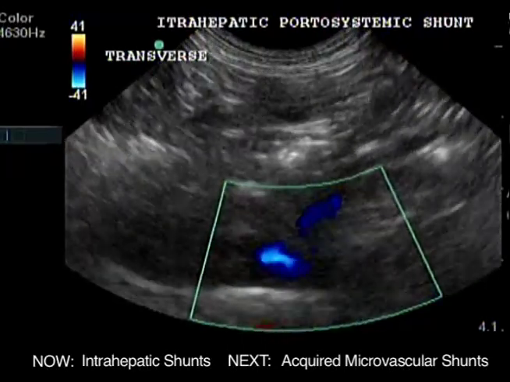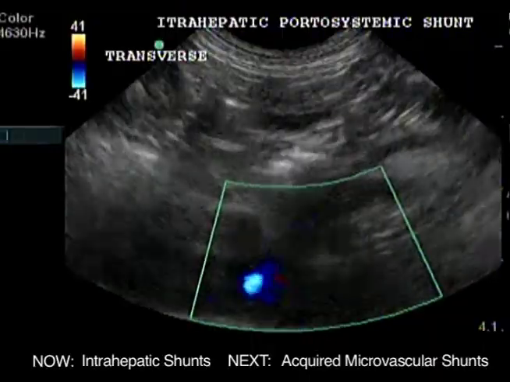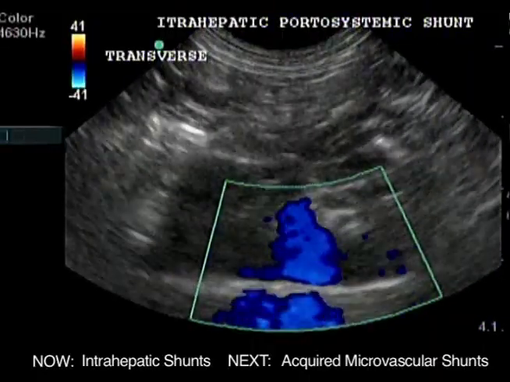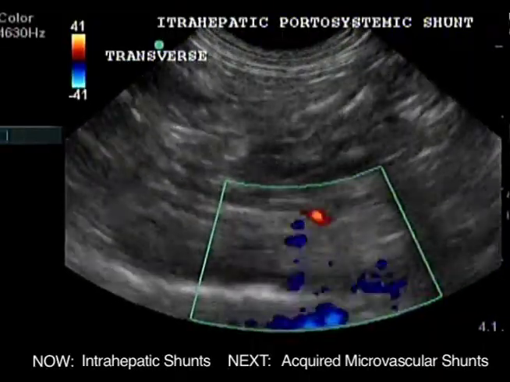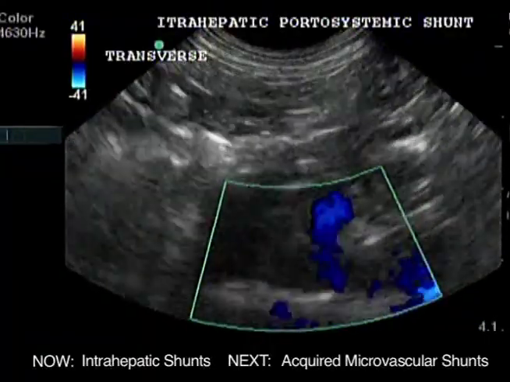This right lateral transverse view of the liver shows an intrahepatic portosystemic shunt. The caudal vena cava at the dorsal liver connects directly to the intrahepatic portal vein.